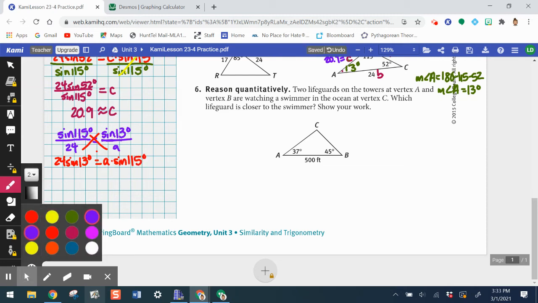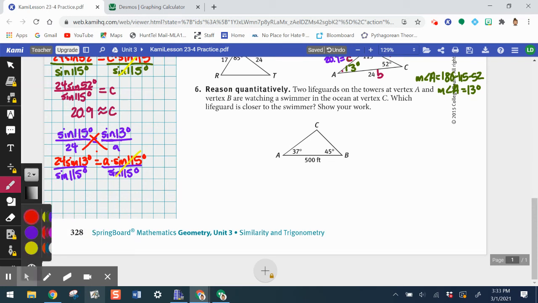Since this is A times the sine of 115 degrees, and we're trying to get A by itself, we will divide by what we're multiplying by, the sine of 115 degrees. So that will, of course, cancel. And we'll use orange here. So A will equal 24 times the sine of 13 degrees over the sine of 115 degrees.